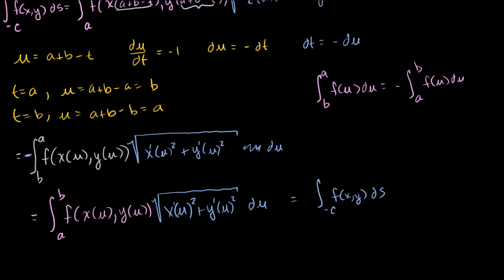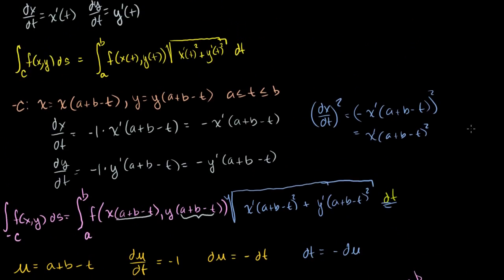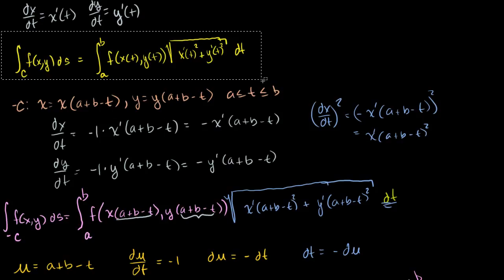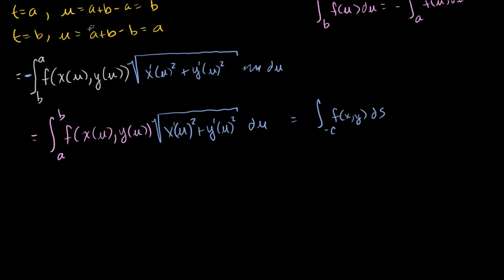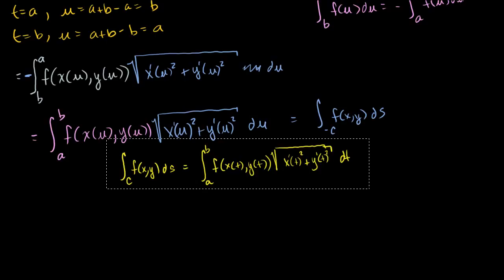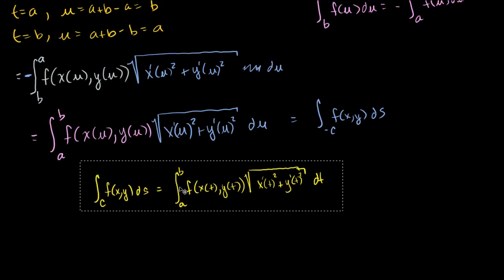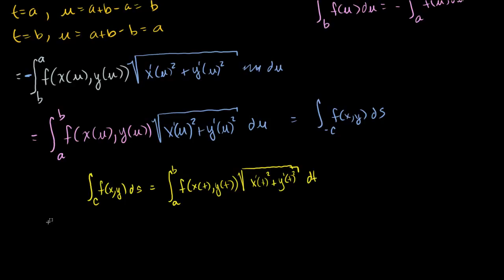Now, how does this compare to when we take the regular curve? Let me copy and paste it to see how they compare. Edit, paste. So how do these two things compare? Let's take a close look. Well, they actually look pretty similar. Over here for the minus curve, we have a bunch of u's. Over here for the positive curve, we have a bunch of t's, but they're in the exact same places.